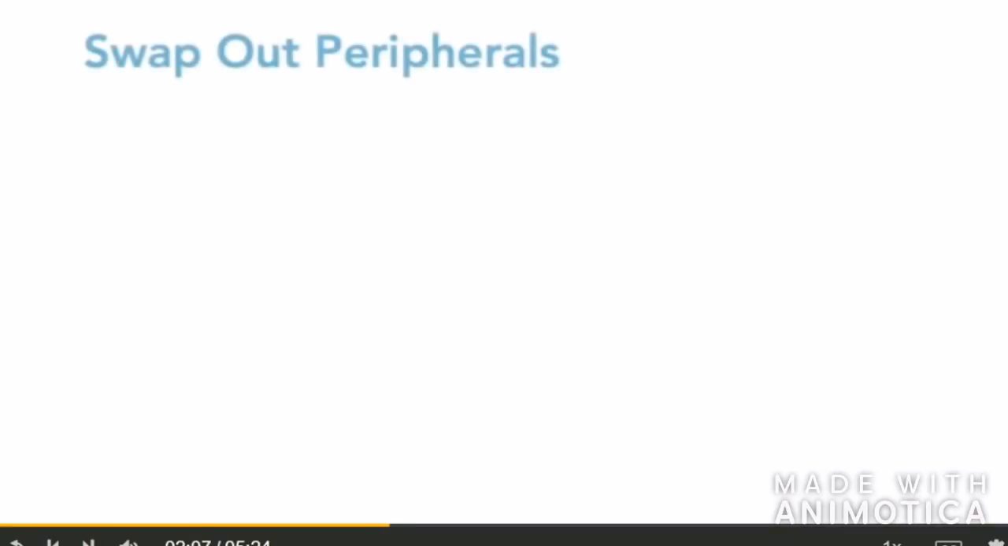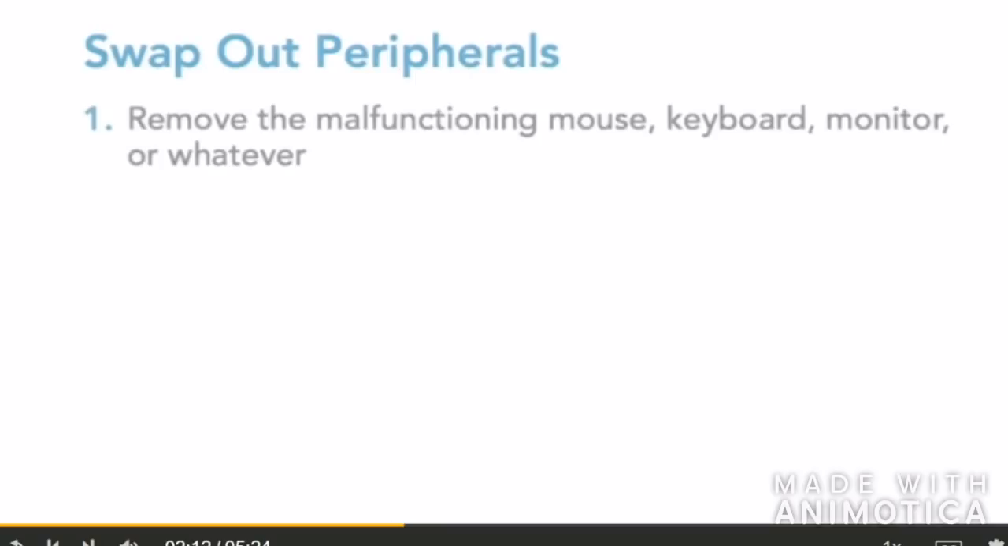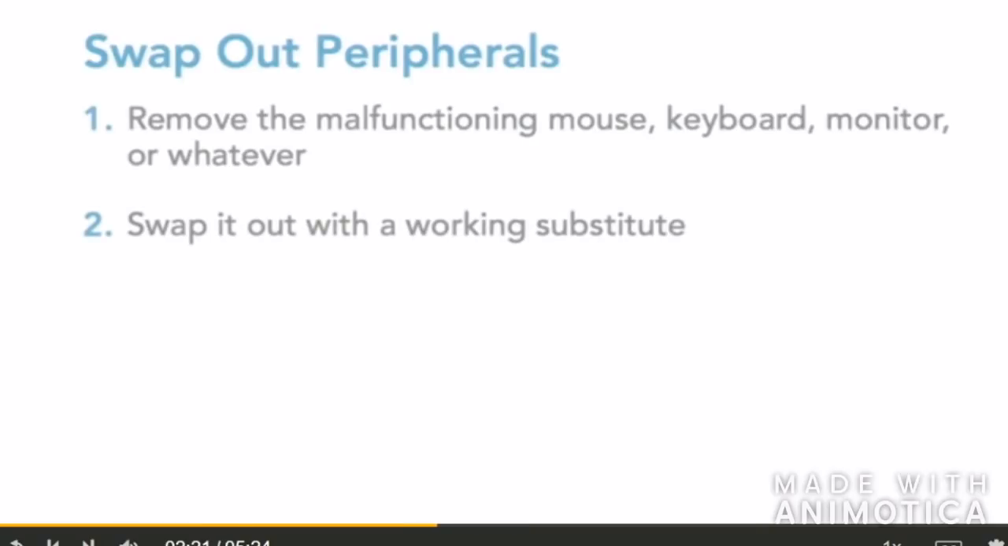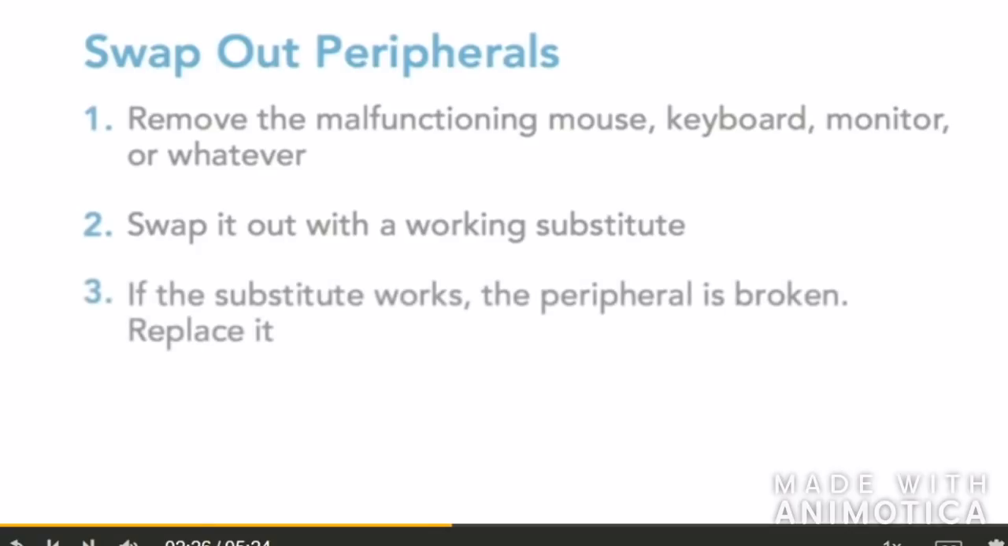The other way to resolve some hardware issues, specifically with peripherals, is to swap out the hardware. For example, you swap out a mouse, keyboard, or monitor with one that works. If the swapped out hardware doesn't malfunction, then you know it's the original peripheral that's at fault and not something else in the system. To solve the problem, replace the defective hardware.